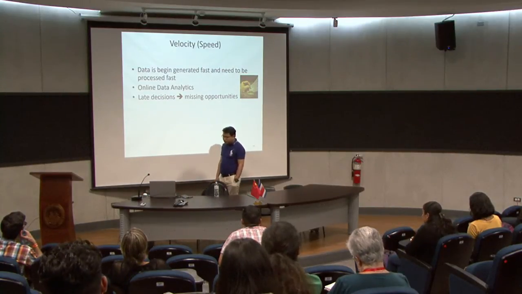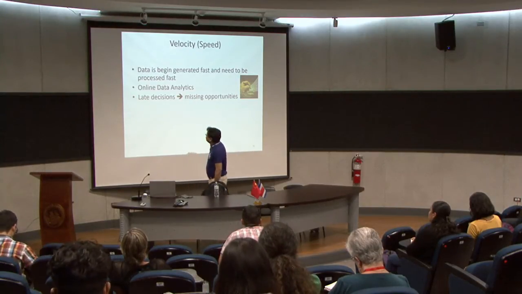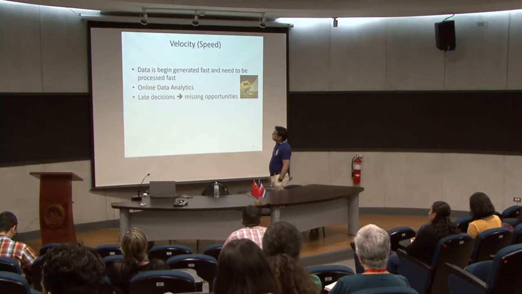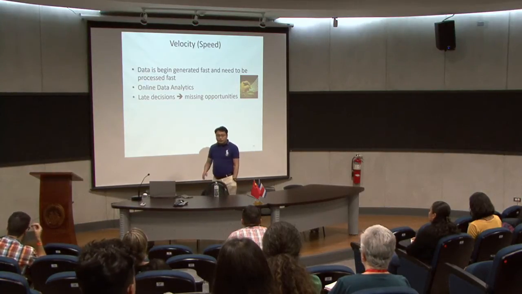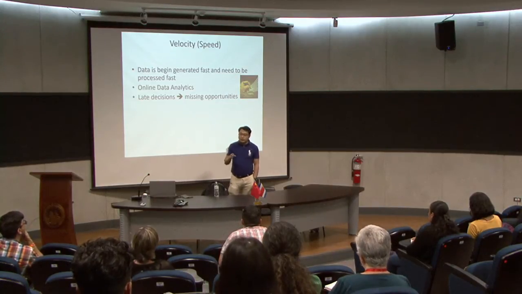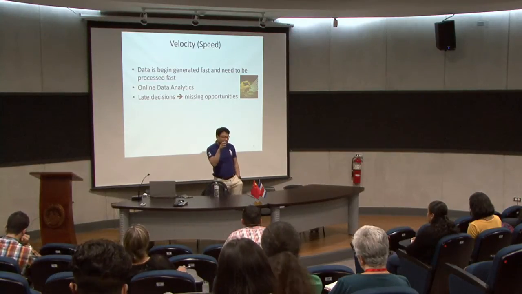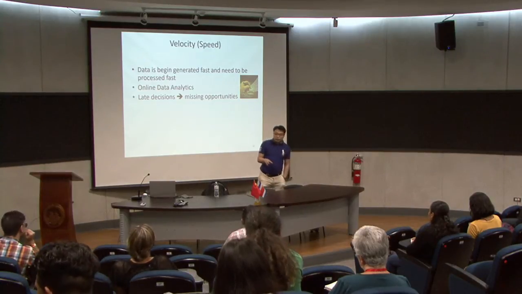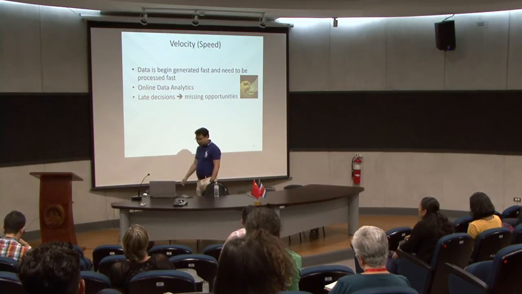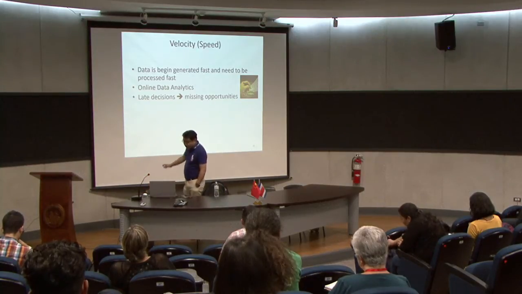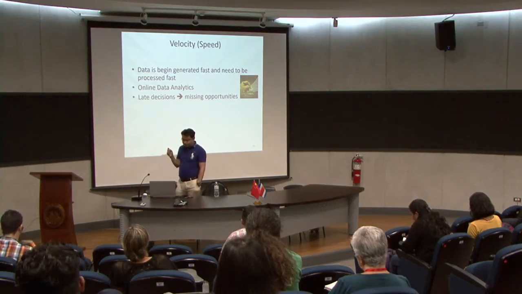Okay. And the third feature of big data is velocity. Velocity means data is being generated fast and it should be processed fast. For example, YouTube and WeChat generate data very fast. So if we want to use this kind of data, we have to process it also very fast. Otherwise, we cannot exploit it. If decisions are late, we will cause missed opportunities. So the third feature of big data is what I'm saying.